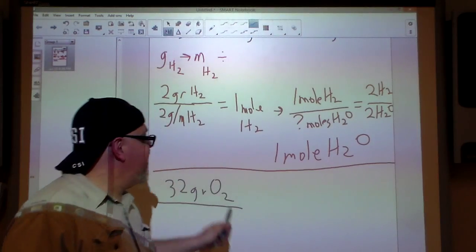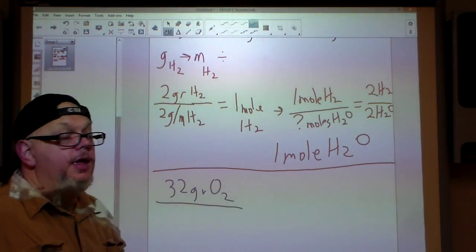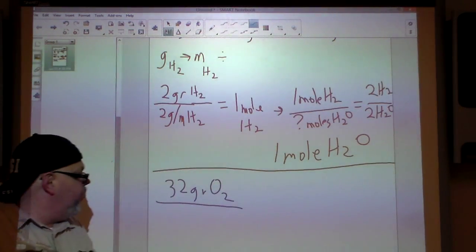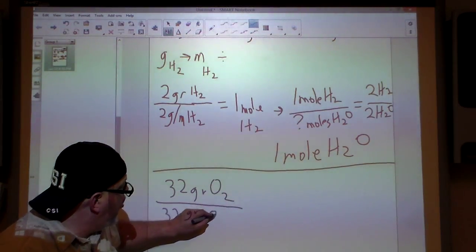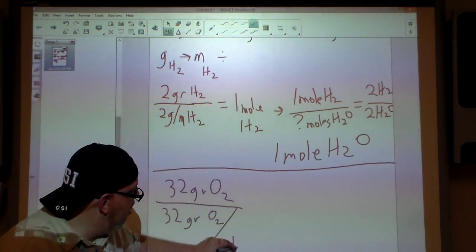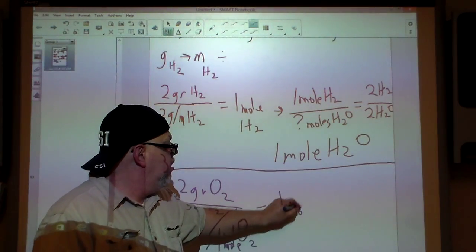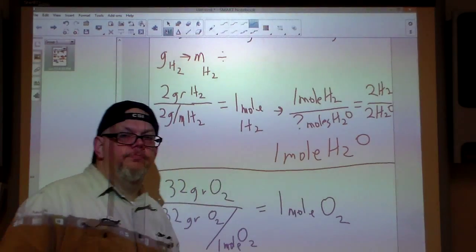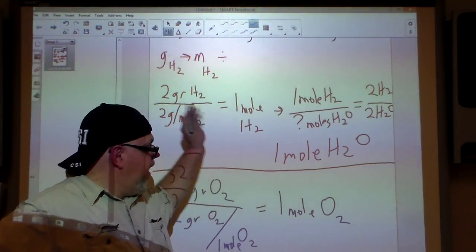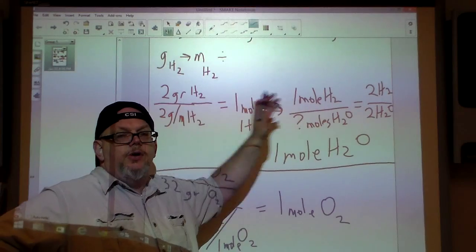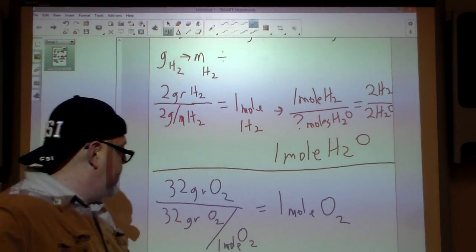I'm also going to do the same thing I did up here. I'm going to go from grams to moles for oxygen. Now, I've got 32 grams of O2, and 32 grams of O2 equals 1 mole of O2. So that's going to get me 1 mole of O2. Now remember, we're assuming hydrogen is in excess. This is why I did it in red here for the hydrogen gas: we figured how much we were going to get. And here we're going to figure out how much we're getting just burning up the oxygen.